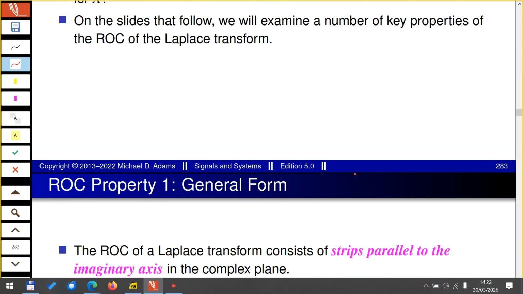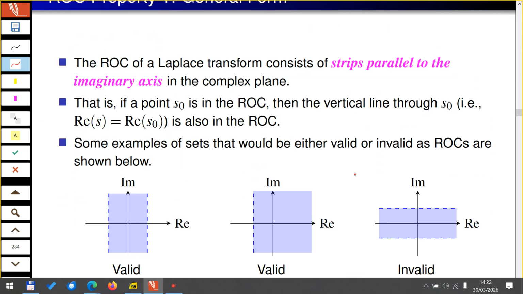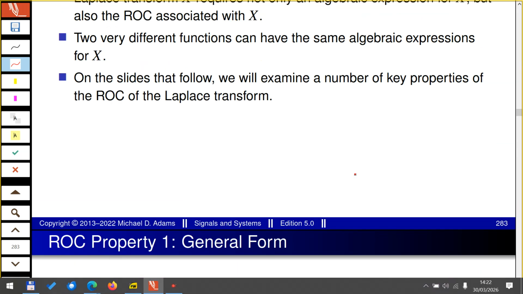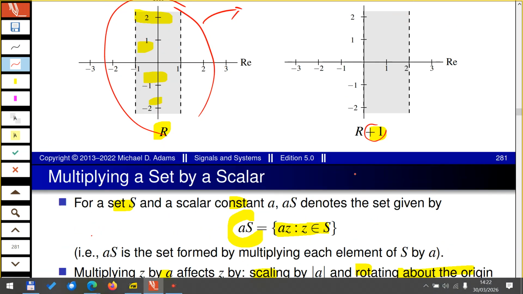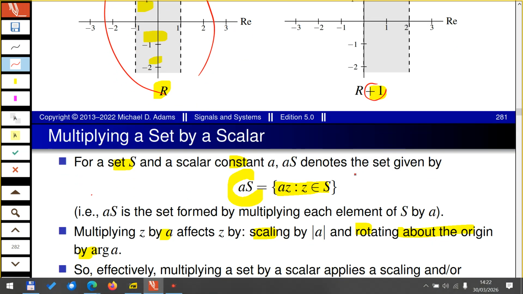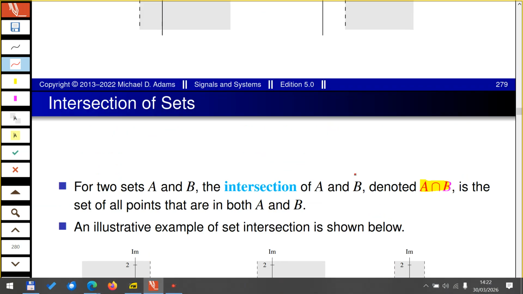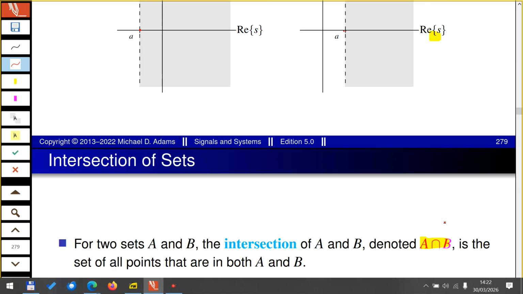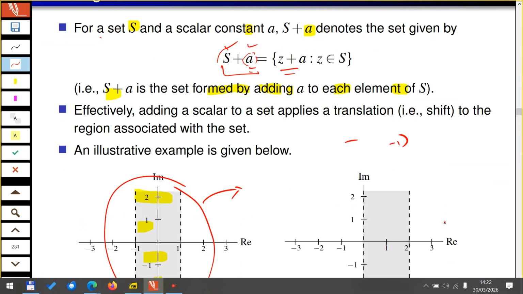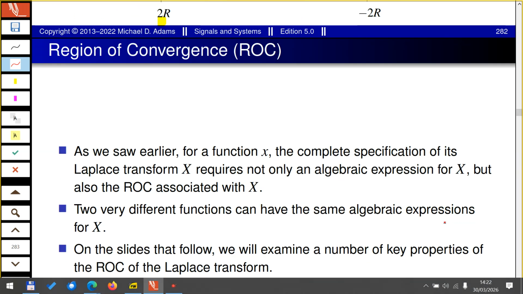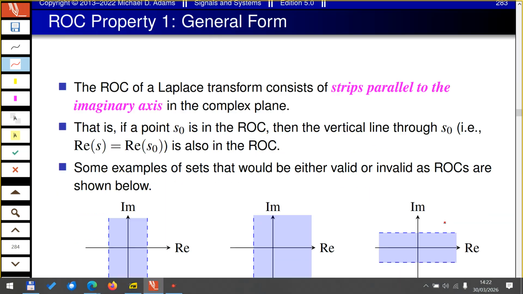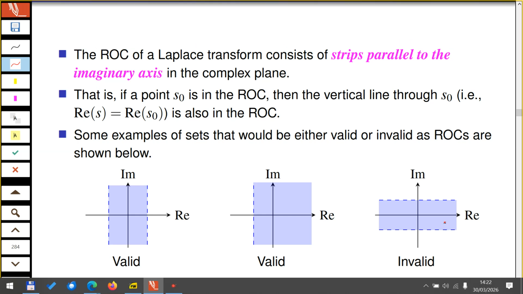Okay, so now we need to learn a few things. This was the notation, okay? We now know how to represent the region of convergence, multiplying by a scalar, shifting by a constant amount, and intersection. These are the only three operations we'll need. So next we need to gather some rules.